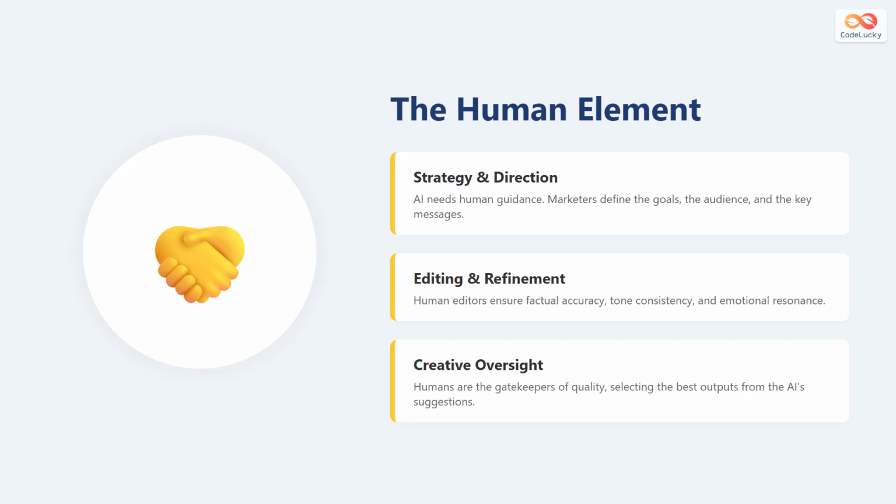However, the human element remains critical. AI is a tool, not a replacement. Humans provide the strategy, the emotional intelligence, and the creative oversight. Editors are needed to refine the output, ensuring it has the right nuance and connects emotionally with the audience in a way that raw AI generation sometimes misses.